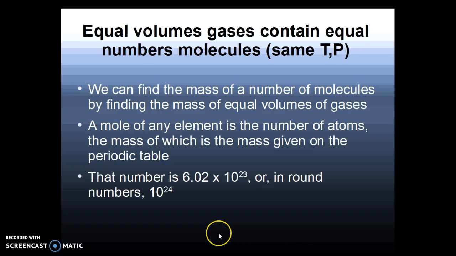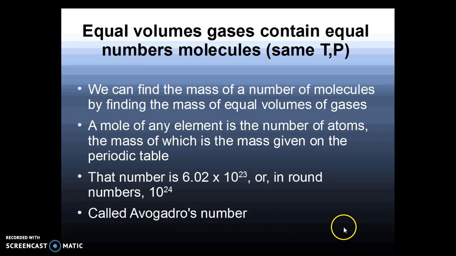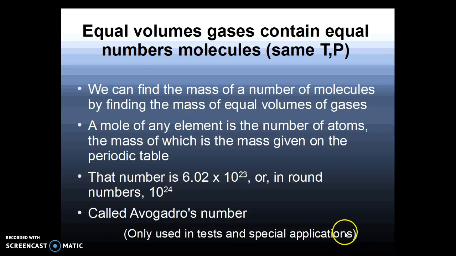Now that number is 6.02 times 10 to the 23rd, or in round numbers, 10 to the 24th. It's called Avogadro's number, but Avogadro did not know what that number was. In fact, he didn't even use the term mole. He was the one who determined that equal volumes of gases have the same number of molecules, and that's why we honor him with Avogadro's number, even though he didn't know what it was. Now, this number is only used in tests and special applications. It is really not used on a day-to-day basis by chemists.